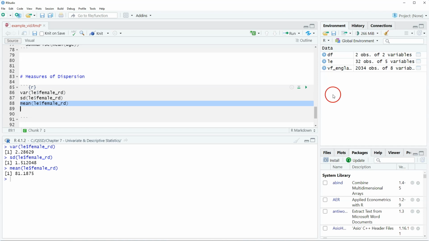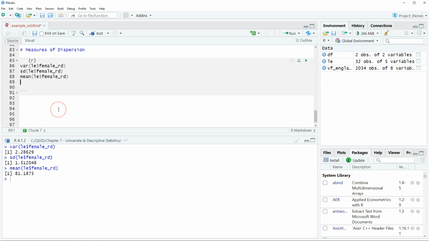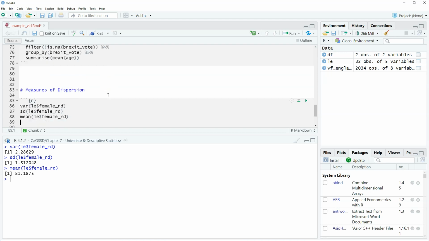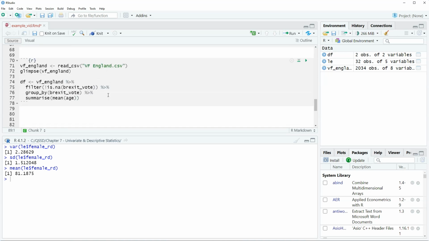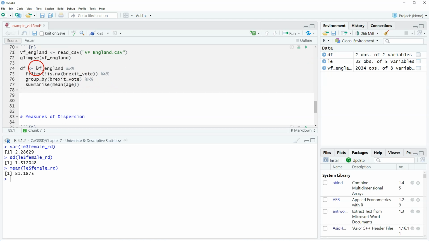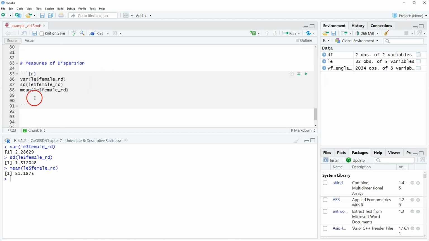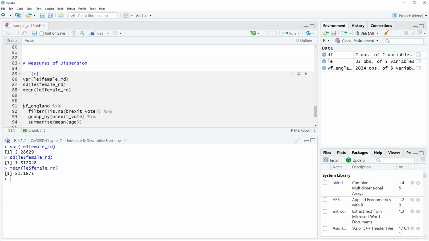The last thing I want to look at with measures of dispersion is that we can do it by group, like we did the mean in the previous video. I'm going to steal this code from the previous video and put it down here. This is from the VF England data. We are looking at the differences in age based on people's Brexit vote.